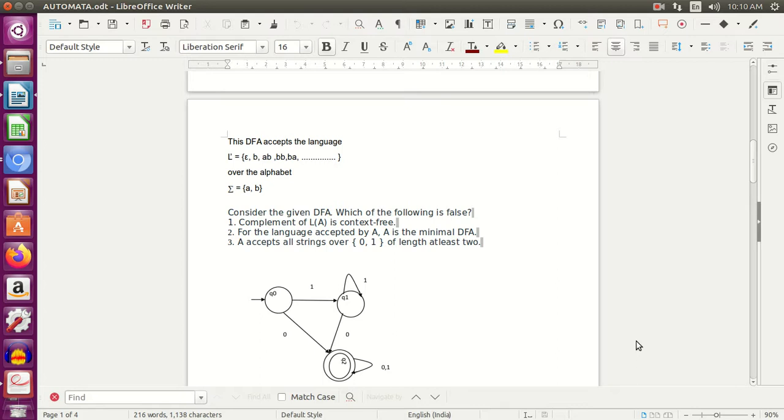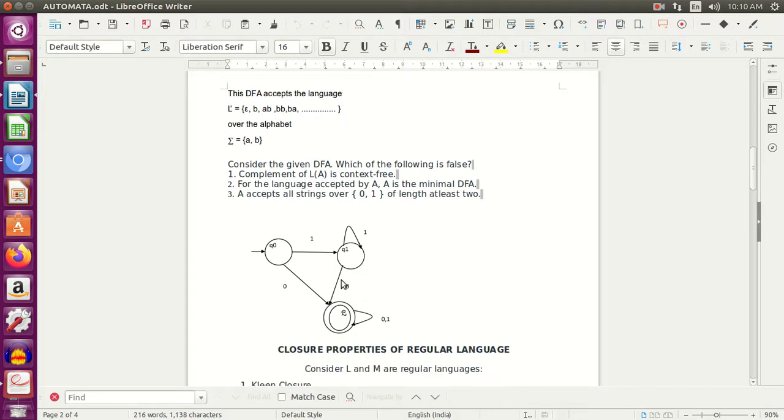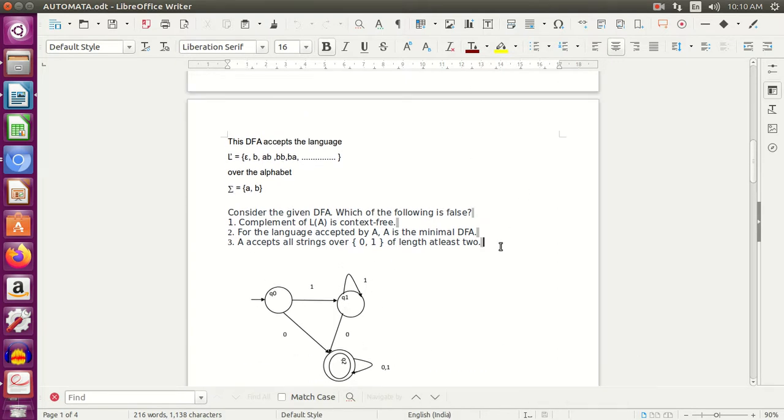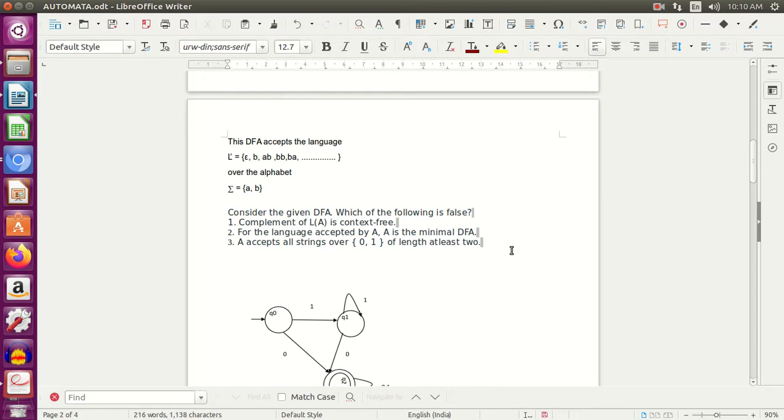But ma'am, if you just look at the example here, there are three states. So in the first, the P0 partition will be {Q0, Q1} and {Q2}. There will be two sets. But from there we have to check. Q2 is a single state, so I don't need to bother about it. I need to check whether Q0 and Q1 can be separable or not.